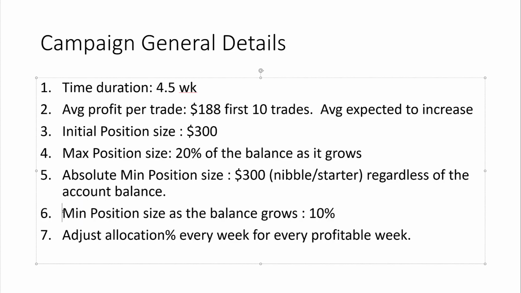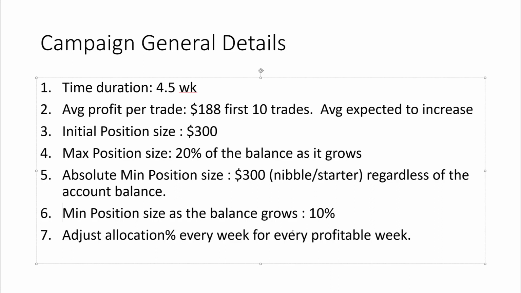The absolute minimum position as it grows, I guess, this one would be not the absolute, but the minimum position size as the account grows would be 10%. Okay, so half of 20. And then adjust the allocation every week for every profitable week. So that will be kind of like depending on how many weeks you're into the campaign.